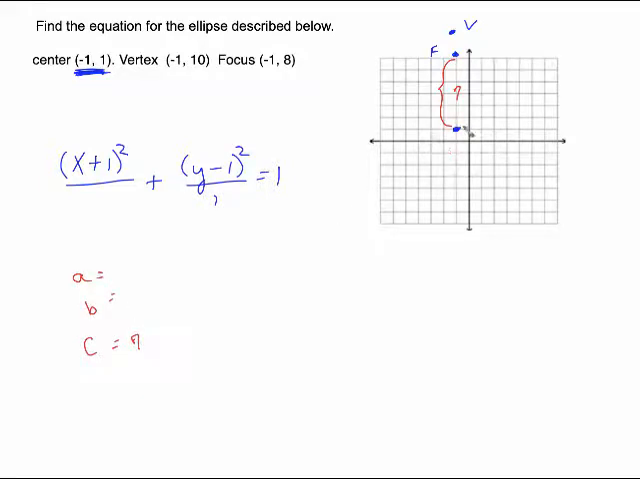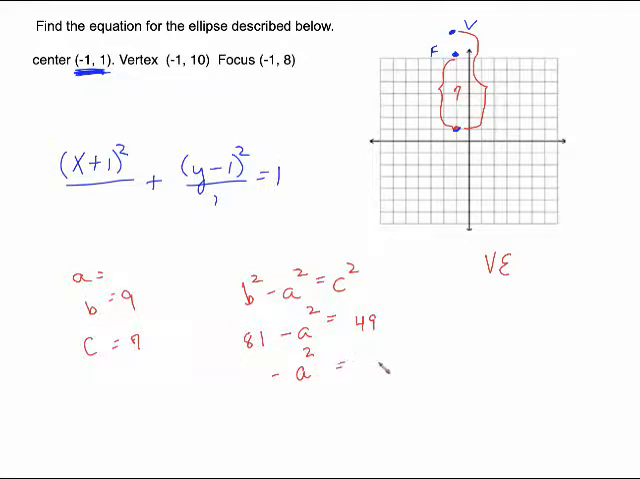The distance from the center to the vertex, this was at a height of 1. The vertex is up here at 10. That is a distance of 9. That is the b value, b is 9, because it is a vertical distance. Also, because the focus and the vertex are on the vertical axis, I know this is a vertical ellipse. And the reason that's important is that it tells me what order to put my a squared and b squared in. So it will be b squared minus a squared equals c squared. So 9 squared is 81 minus a squared, which I don't know, equals c squared, which is 49.